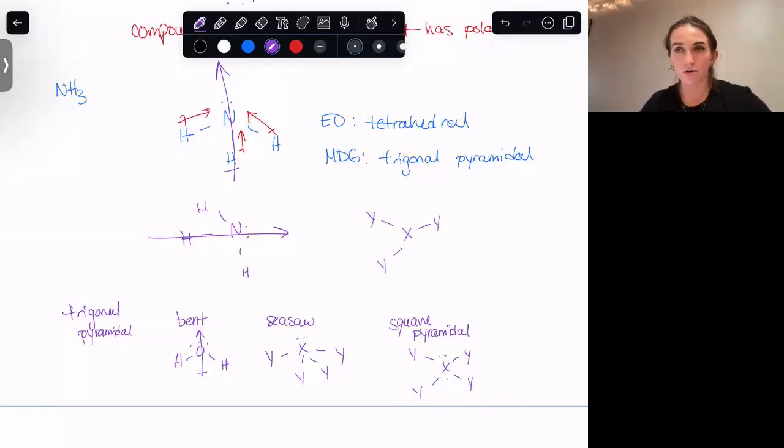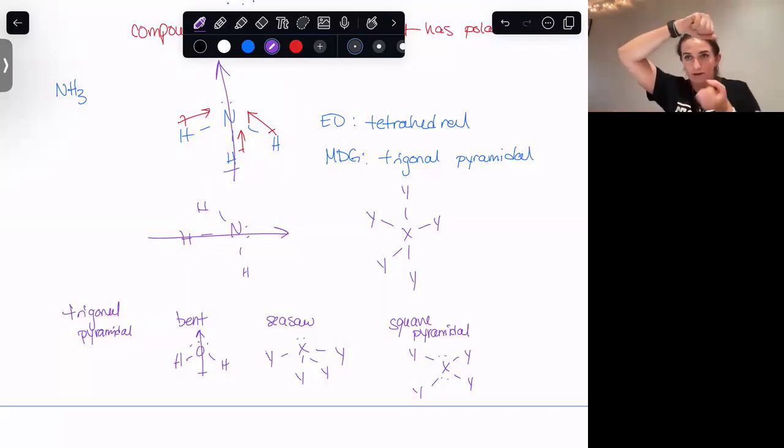Right, those are all equatorial, and then you have two molecules on top and bottom of that plane. So you have one up here that is Y, and one down here that is Y. I think about that as the triangle base, and then up and bottom, top and bottom.